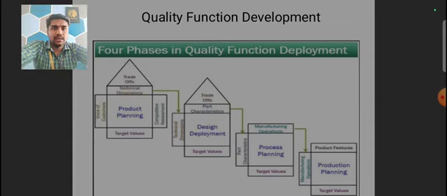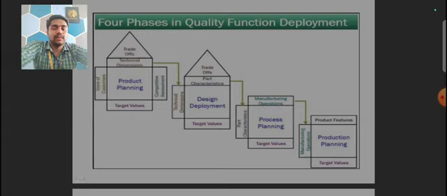The first phase will be product planning, the second phase will be design deployment, the third phase will be process planning, and the fourth phase will be production planning. With this process we can attain quality at every sector based on the process flow and the requirements of the customer. First we are going to discuss product planning. In product planning, the contributions to be carried out are voice of the customer, target value, competitive assessment, and technical dimensions, which is nothing but the trade-off factor.